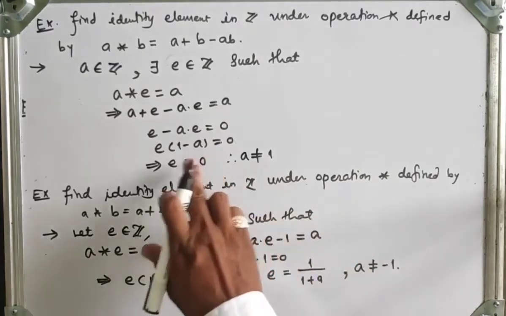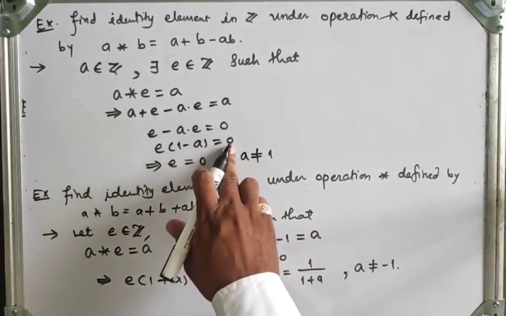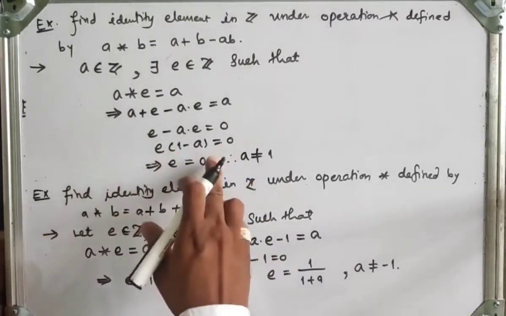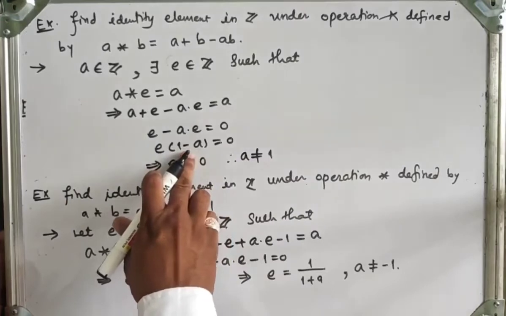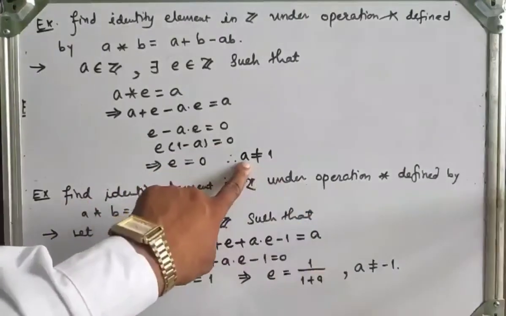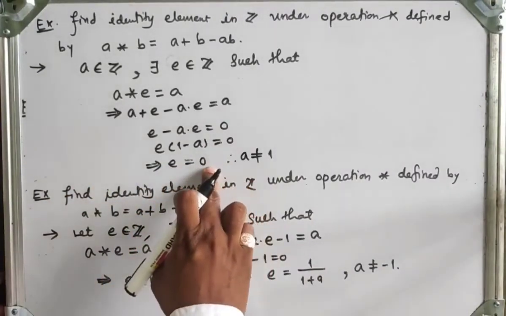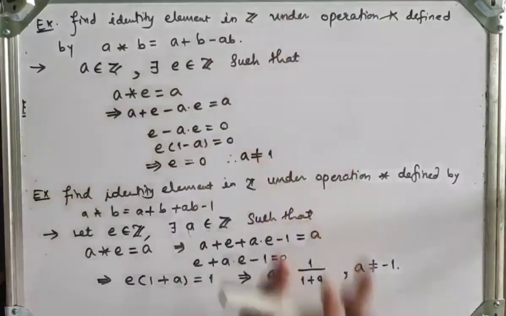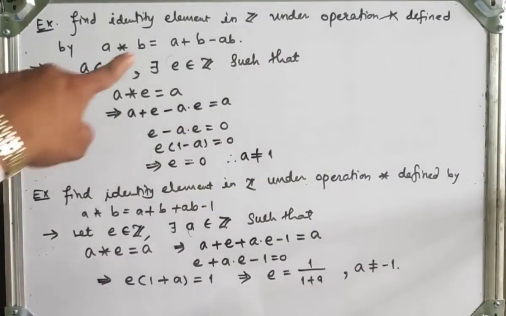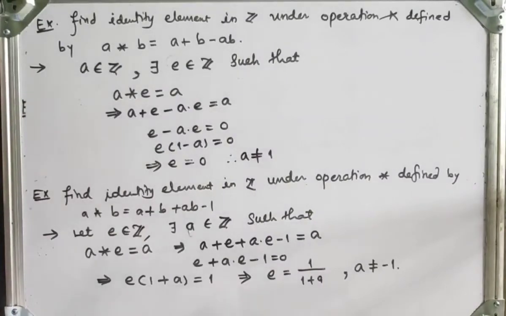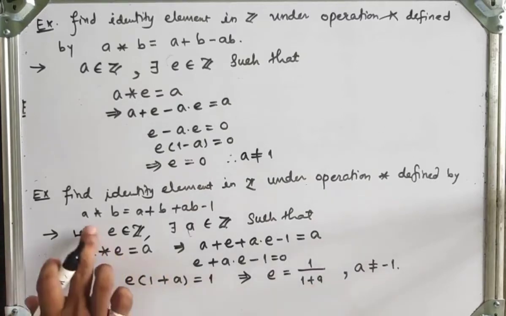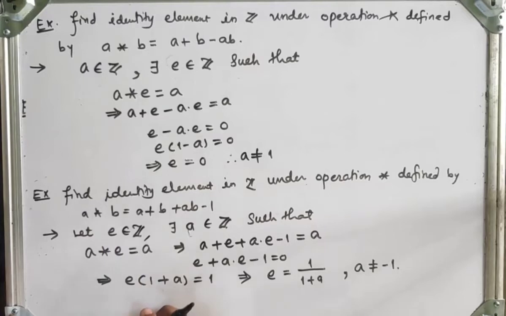Here e into 1 minus a is equal to 0, which implies that either e is equal to 0 or a is equal to 1. So this is the condition. We take a not equal to 0, so we will get e is equal to 0. So e is equal to 0 is the identity element in the set of integers for the defined operation a star b is equal to a plus b minus ab, and in this example we get e is equal to 1 upon 1 plus a, where a is not equal to minus 1, is the identity element for the defined function a star b is equal to a plus ab minus 1.